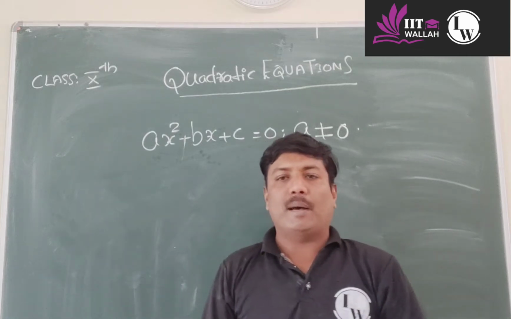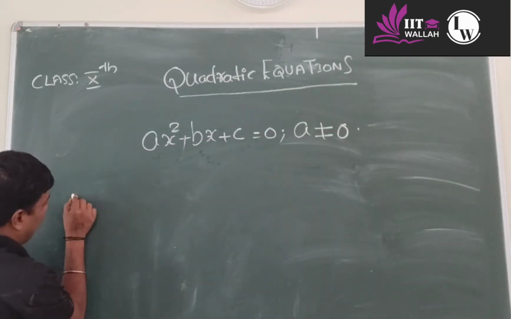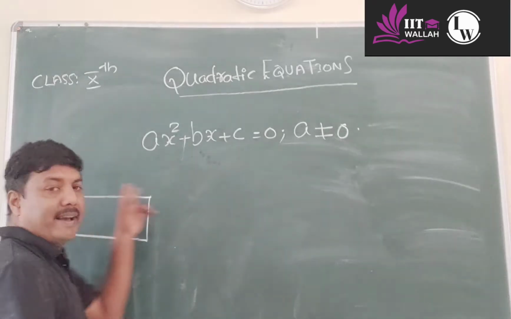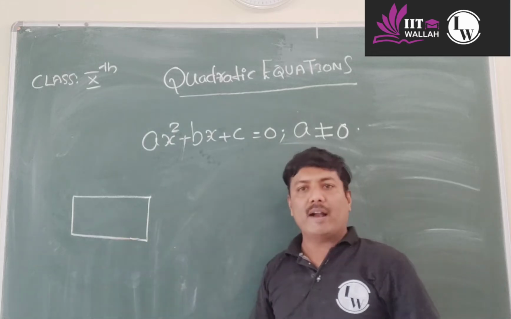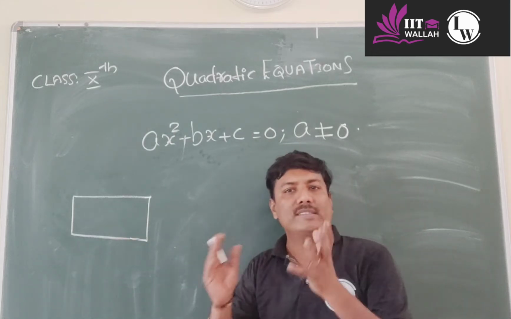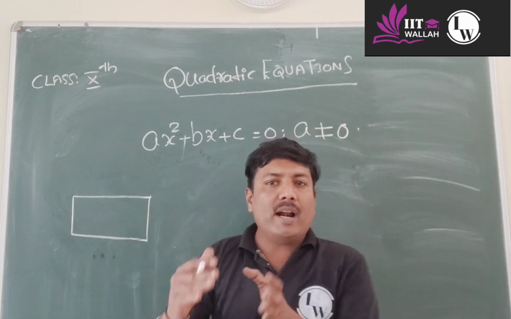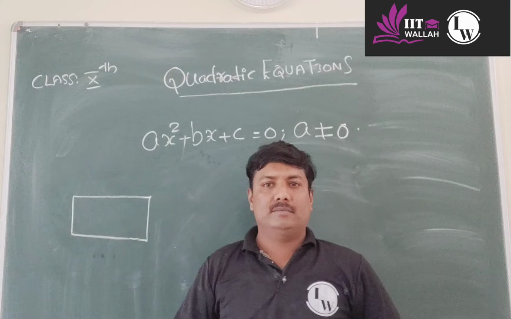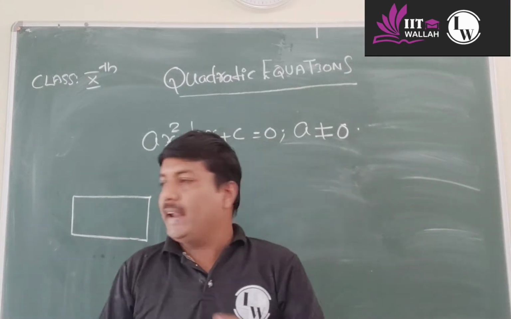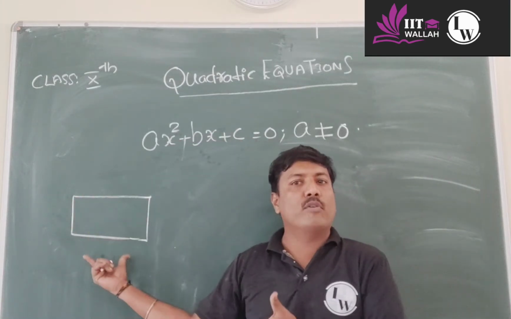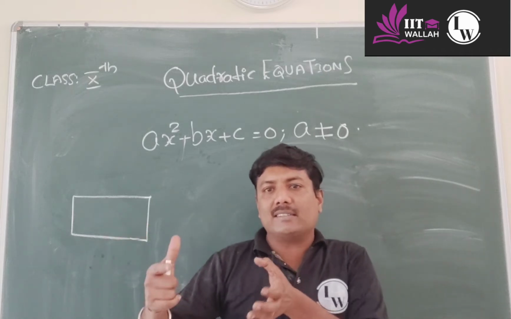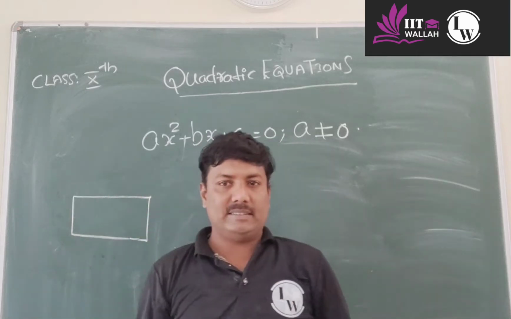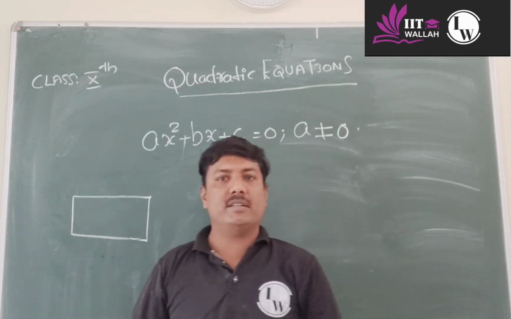For example, suppose we want to make a ground like this, whose length should be 1 meter more than the breadth. Okay? This is our plan. So what is our plan? We need to make a football ground. Let it be a football ground whose length is 1 meter more than twice the breadth. Okay? You understood the condition?